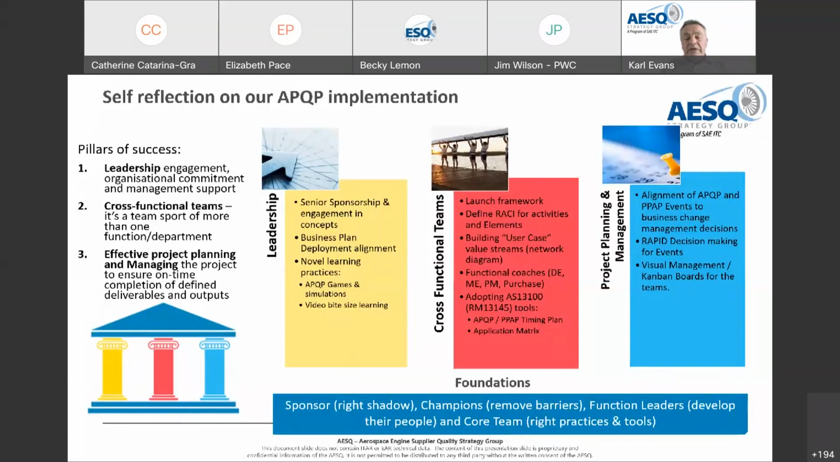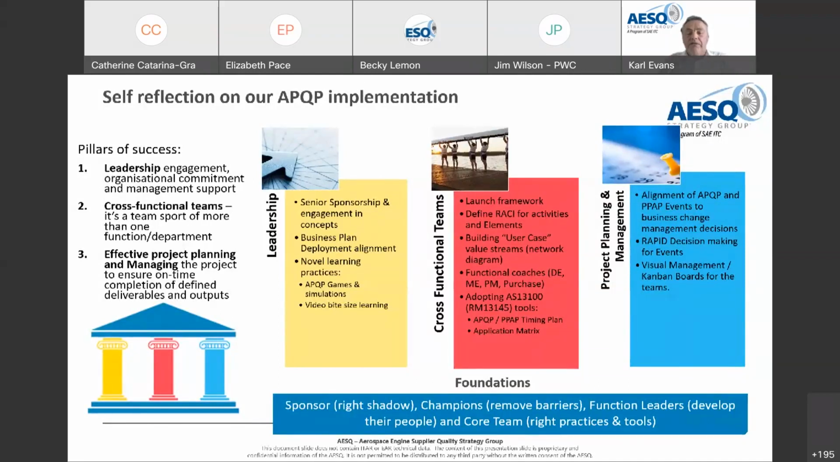We've also built some use cases, effectively value streams, network diagrams. We just show where things link together to also help that understanding within the team. And then we've supported the team members who are operating APQP with what we call functional coaches. So design engineering will have functional coaches. People understand more about APQP and they can then support the actual team members as they go ahead and apply the right tools and techniques. And we've been absolutely clear in our own minds within the business about adopting the good tools that are in the RM13145 Gold Book. There are things like the APQP timing plan. We utilize that as a tool when planning the activities. The application matrix helps you understand which bits you should be applying.